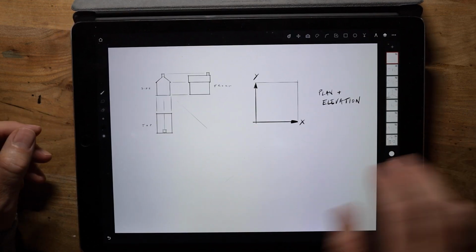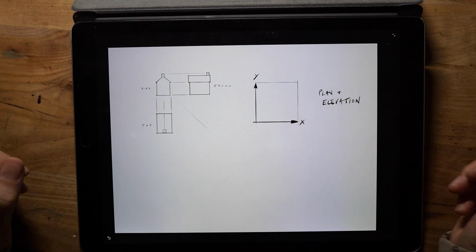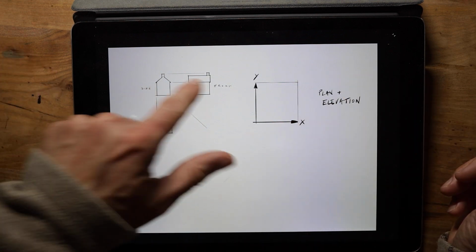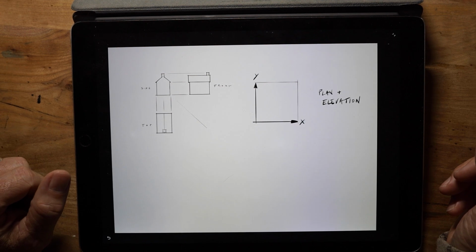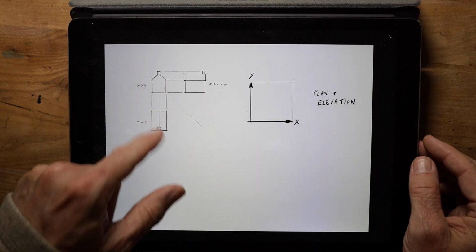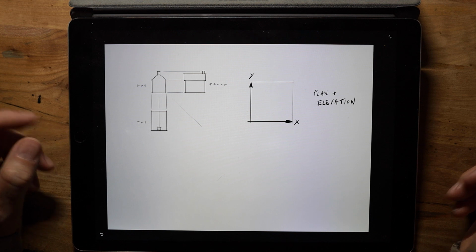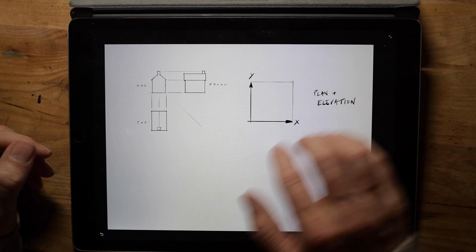So the easiest way to represent something and to show an object from its various sides is to do a plan like this, a plan and elevation. So here we have a house and we can see the end, the front and the top. It kind of gives you all the information, but it's a bit dry, a bit boring. It's not really 3-dimensional, is it? So let's have a look.